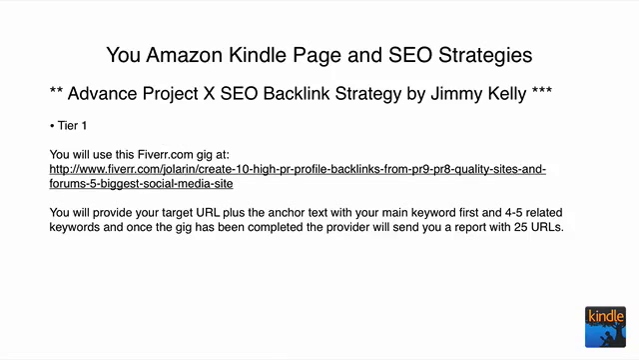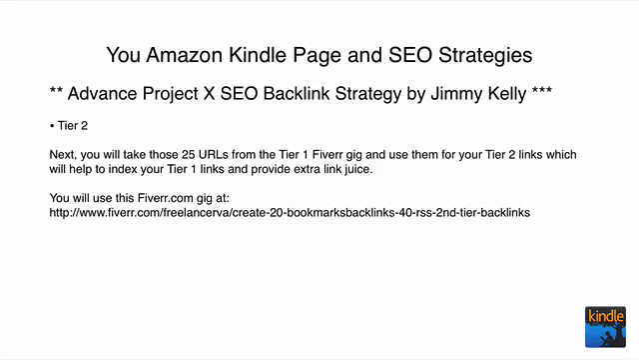In Tier 1, you can use this particular Fiverr gig, and I do have it listed in the Project X program. You need to provide your URL plus the anchor text with your main keyword first, and then 4 to 5 related keywords. Once the gig has been completed, the provider will send you a report of the 25 URLs. Now in Tier 2, you next want to take those 25 URLs that you got from your Tier 1 Fiverr gig and use them for your Tier 2 links, which will help to index your Tier 1 links, and that will provide you extra link juice.